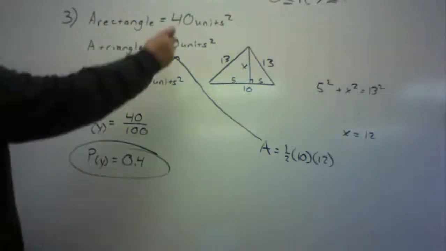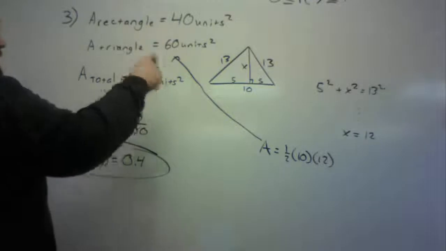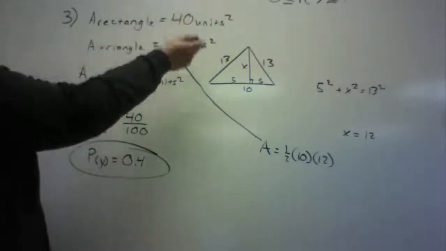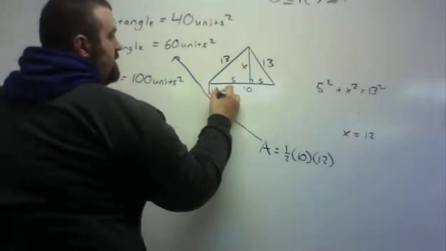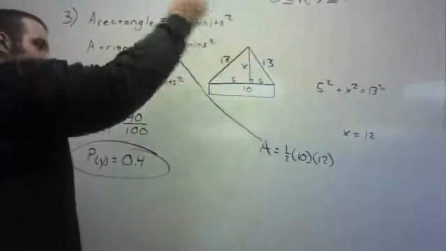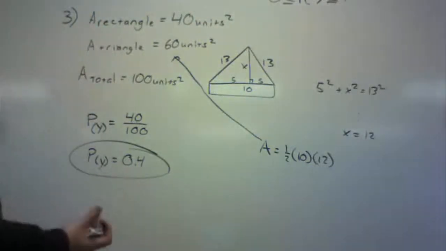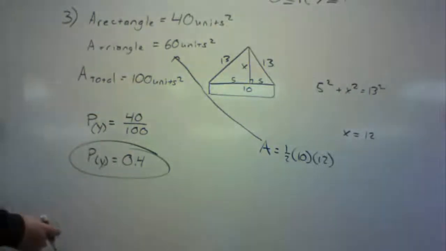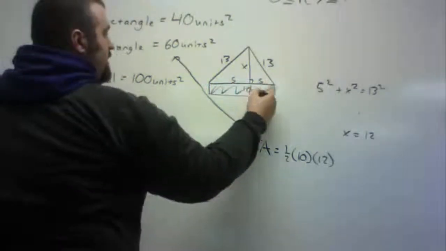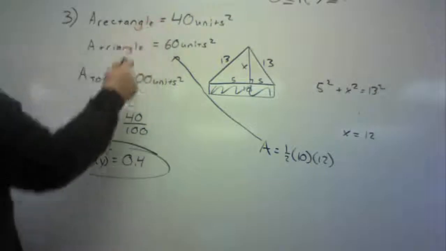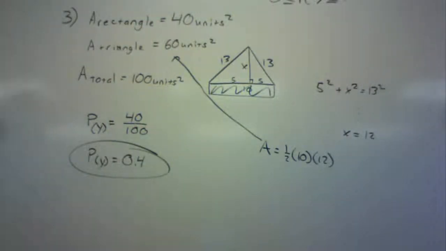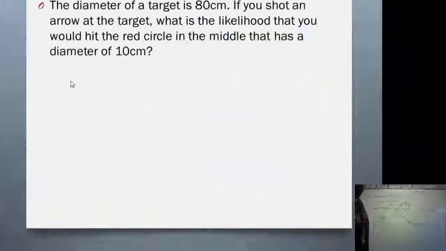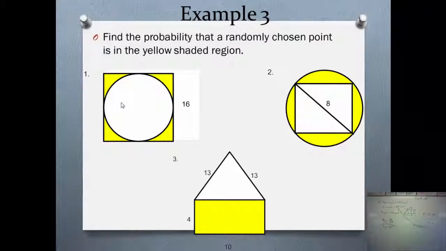In this case, because I did the area of a rectangle and the area of a triangle, the total area is going to end up being the addition of the two, because there was this here. It's the whole thing, not just the triangle, not just the rectangle. So when I do the probability, it's this shaded region, the rectangle, divided by the total, 100. So the probability is 0.4. And there we go.